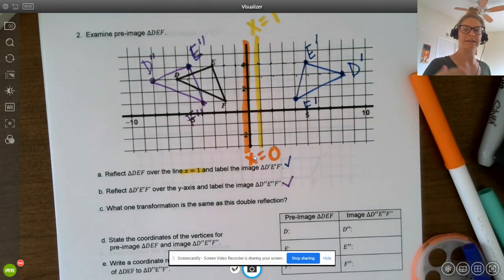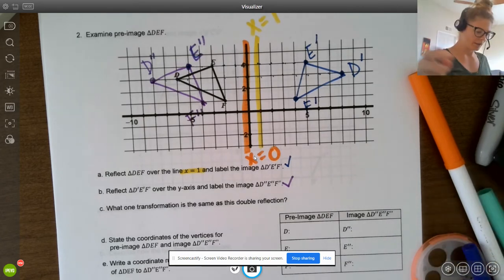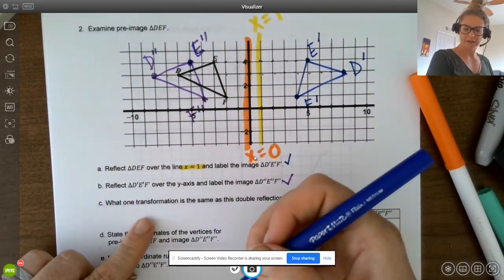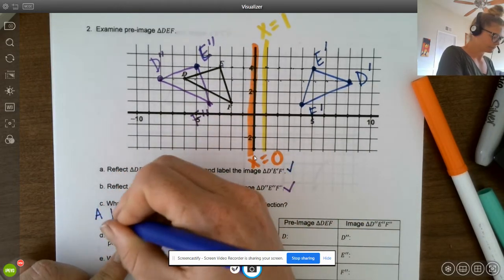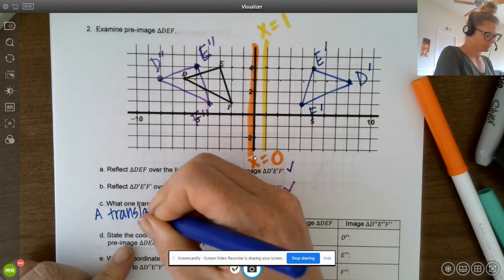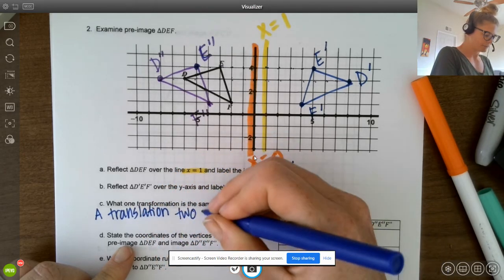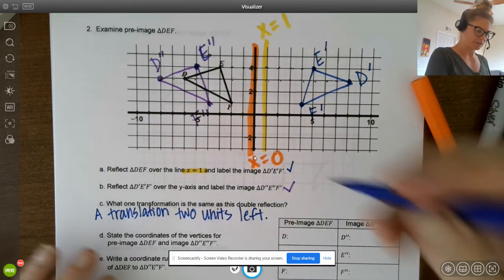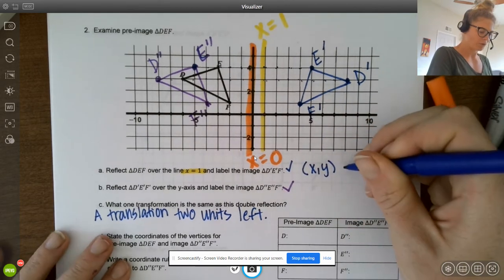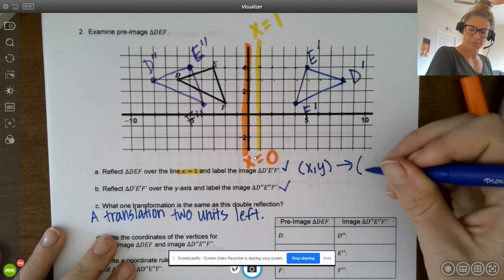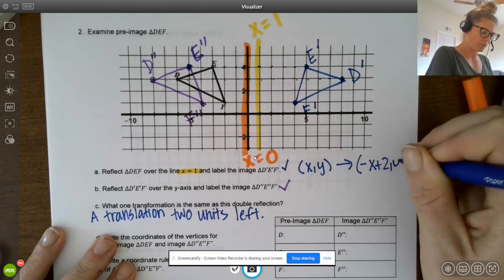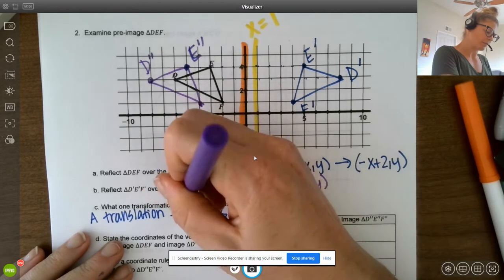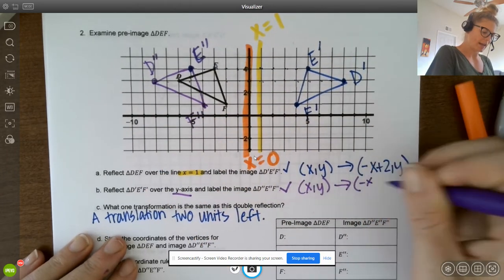So we did that. What one transformation is the same as this double reflection above? Well, that one transformation of the double reflection, like we realized here, is just a translation two units left. And if you've been looking at mappings for these or coordinate rules, here we had xy went to negative x plus 2, comma y. Then we had xy, since we were just going across the y-axis, that's just changing the x value.